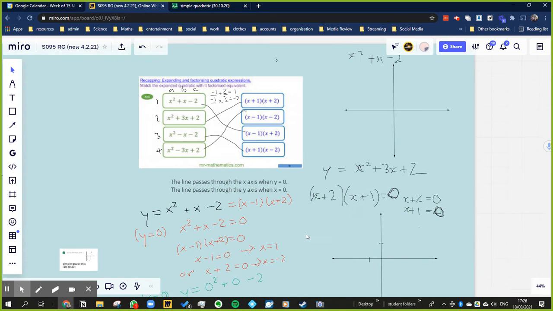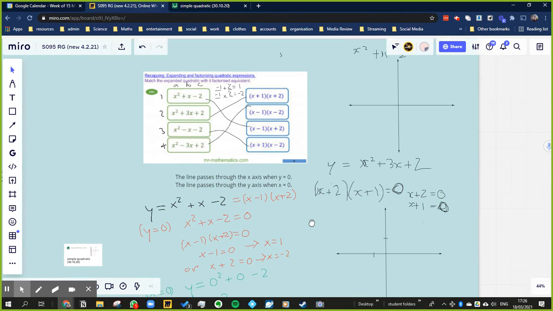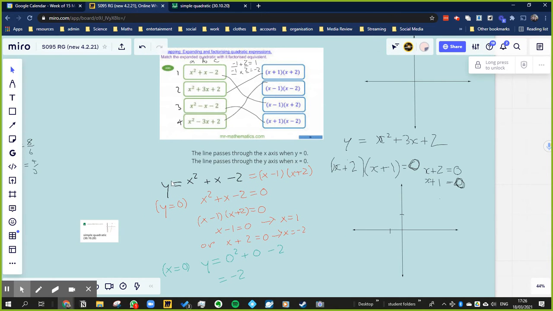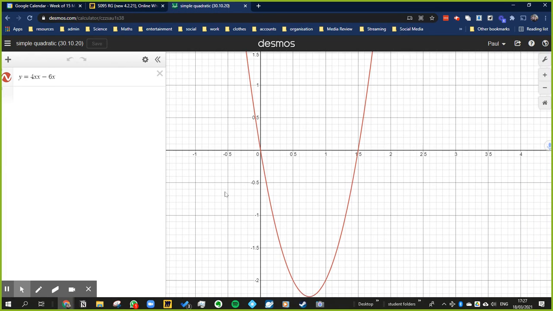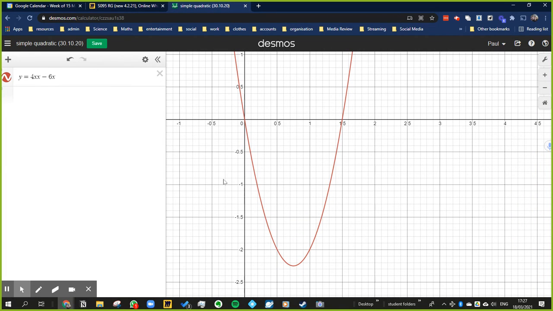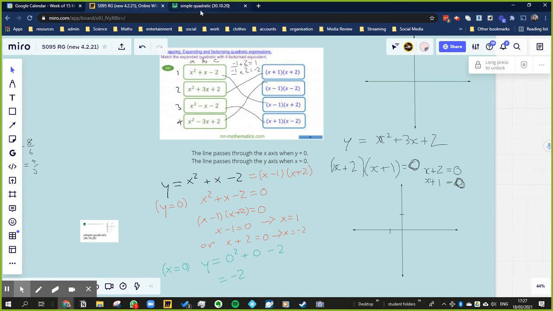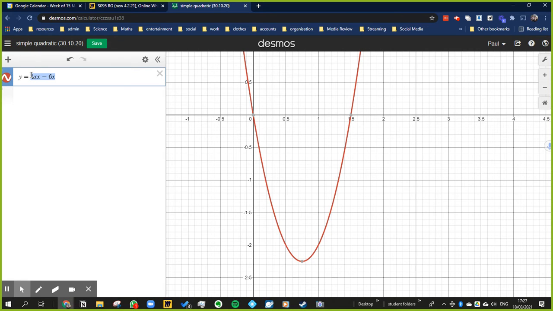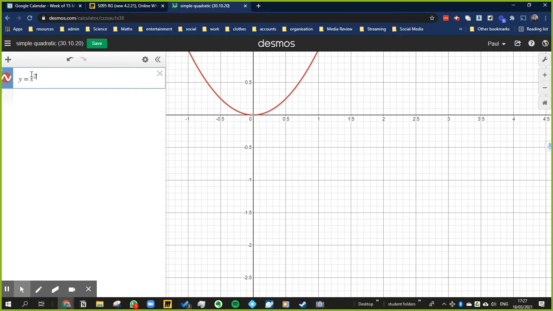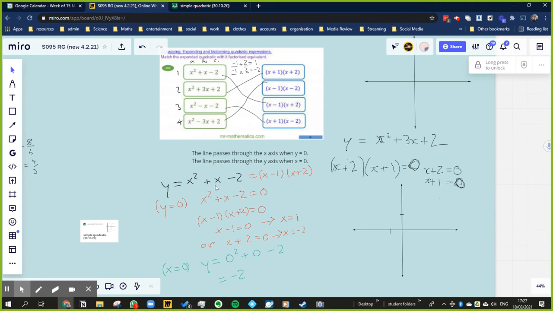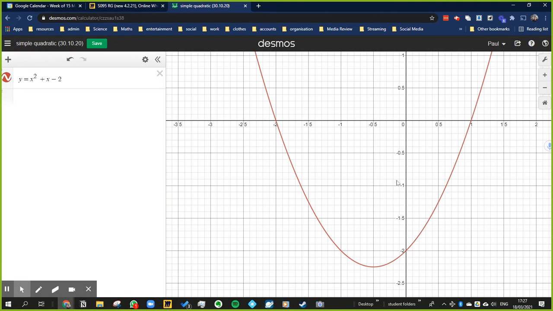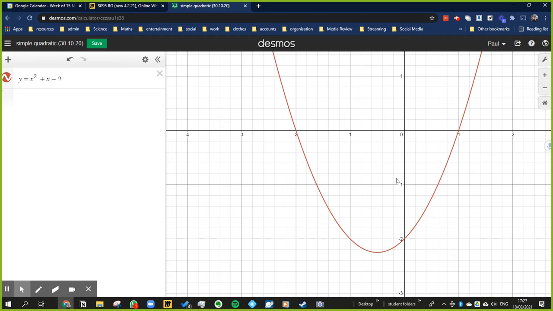So we're trying to work out how we can sketch a graph from a quadratic equation. We've got the first one, y is equal to x squared plus x minus 2. Let me just plot it myself on Desmos. x squared plus x minus 2, I believe that's what it was. We can see that we've got basically 4 coordinates that we're interested in.